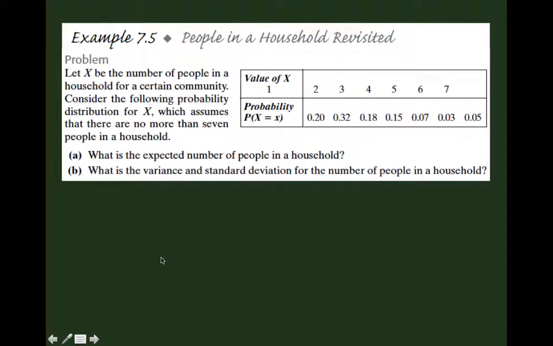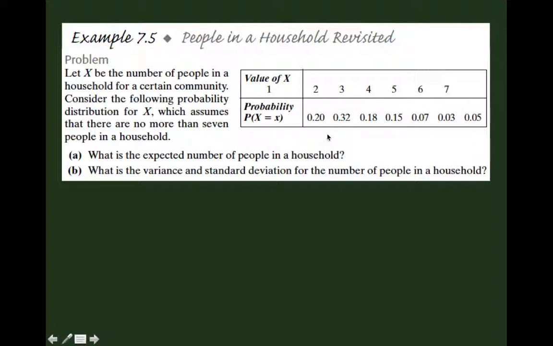And so here's an example. It looks like the numbers are off here. So let me think about this. Let me read it first. So let X be the number of people in a household for a certain community. Consider the following probability distribution for X, which assumes that there are no more than 7 people in a household.